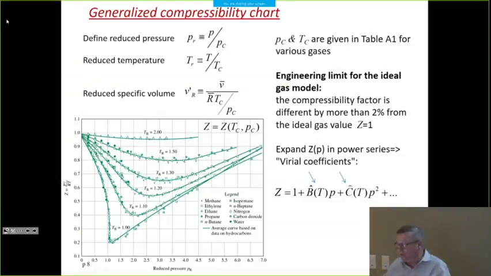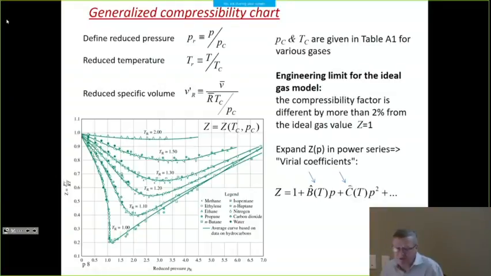Why is that useful? Because there is a practical engineering limit to where we can use the ideal gas model. And the rule is you use the ideal gas model until your Z deviates by about 2% or more from the ideal value of Z equals 1. So 98%, which is actually barely here, or 102%. And the accuracy of your calculations depends on how much you deviate from that. And so there is a question of sensitivity of the problem you're solving to accuracy.